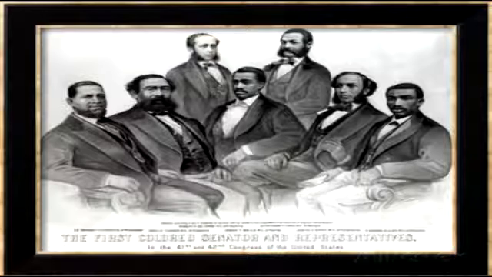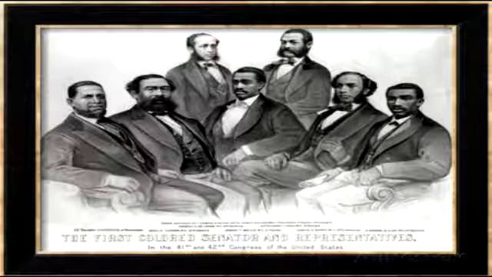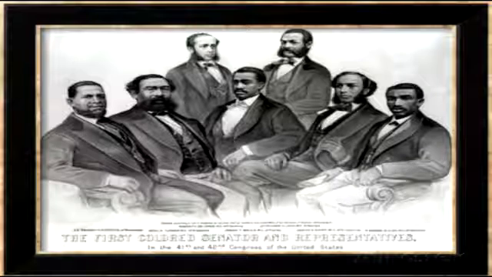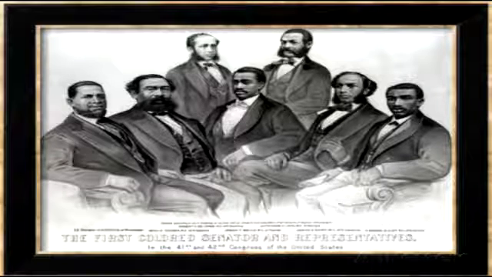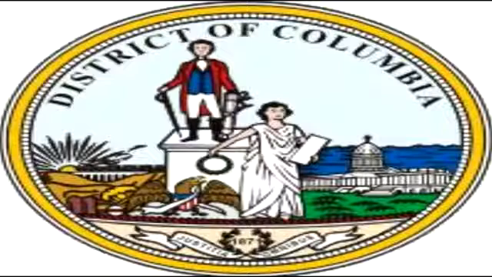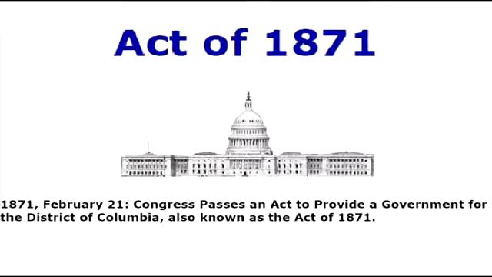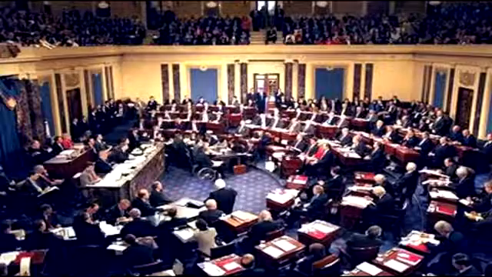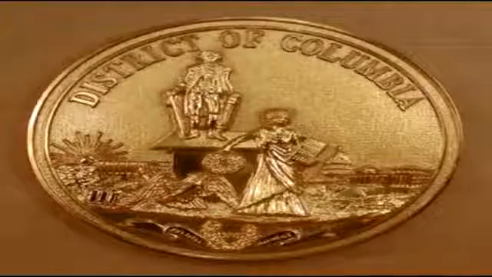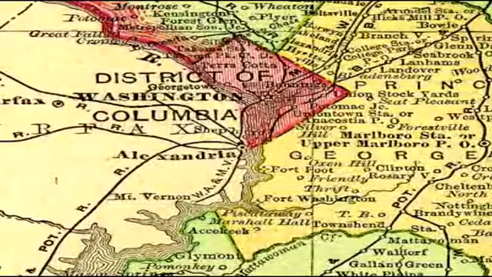The date is February 21st, 1871, and the 41st Congress is in session. I refer you to the Acts of the 41st Congress, Section 34, Session 3, Chapters 61 and 62. On this date in the history of our nation, Congress passed an act titled An Act to Provide a Government for the District of Columbia. This is also known as the Act of 1871. What does this mean? Well, it means that Congress, under no constitutional authority to do so, created a separate form of government for the District of Columbia, which is a 10 square mile parcel of land.